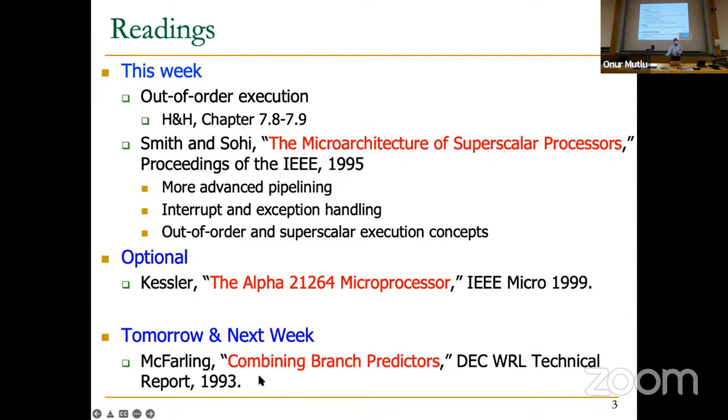Tomorrow and next week, we're going to start covering branch prediction. That's going to be an important component of out-of-order execution as well, as we will see tomorrow. We kind of covered branch prediction when we talked about pipelining, what happens when you get to a control flow instruction. But we're going to cover more of that tomorrow and next week.